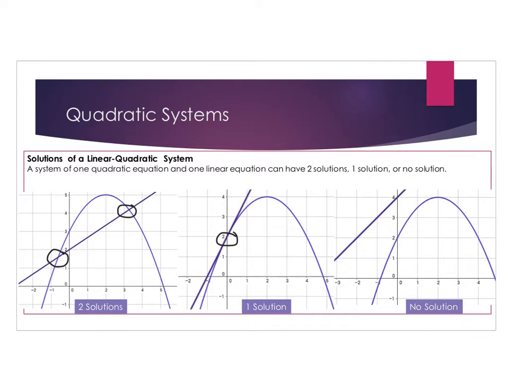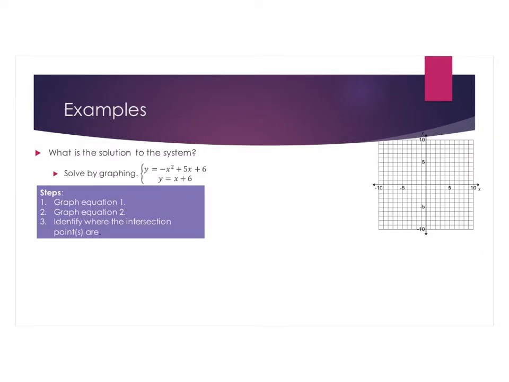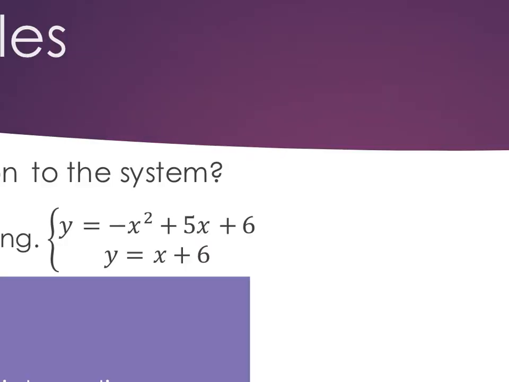So when we are solving by graphing, what we'll do is graph each of the equations and then identify where the intersection points are. So let's graph the first equation, the parabola. Notice that the parabola is a quadratic written in standard form.